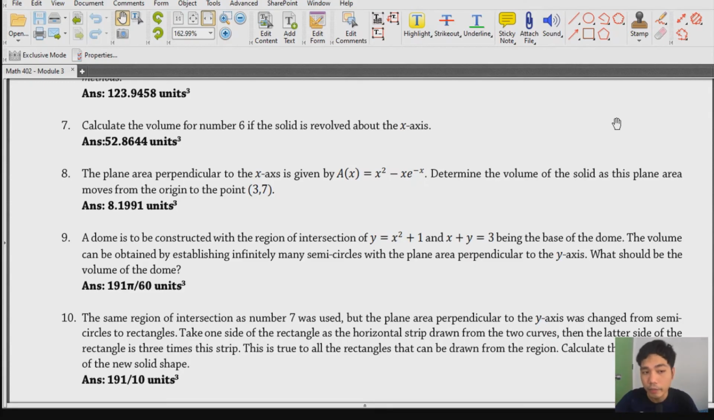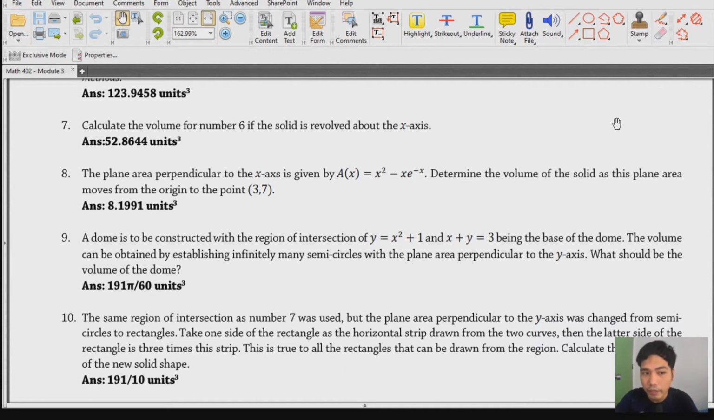Now let us solve number 9. A dome is to be constructed with the region of intersection of y = x squared + 1 and x + y = 3 being the base of the dome. In short, whatever region lies between these two functions will be our base of the dome.